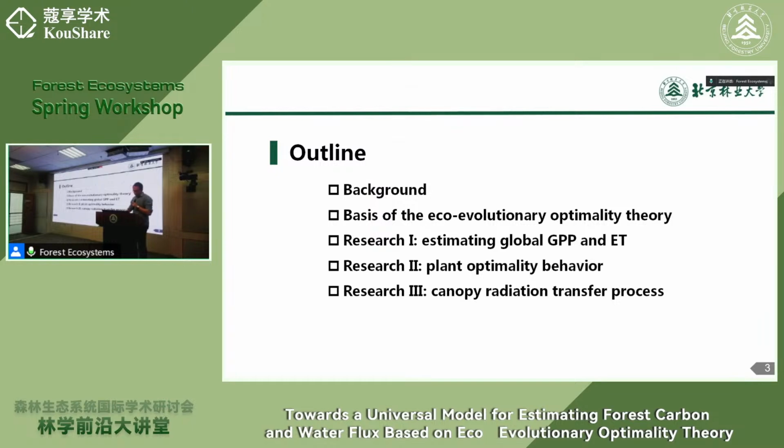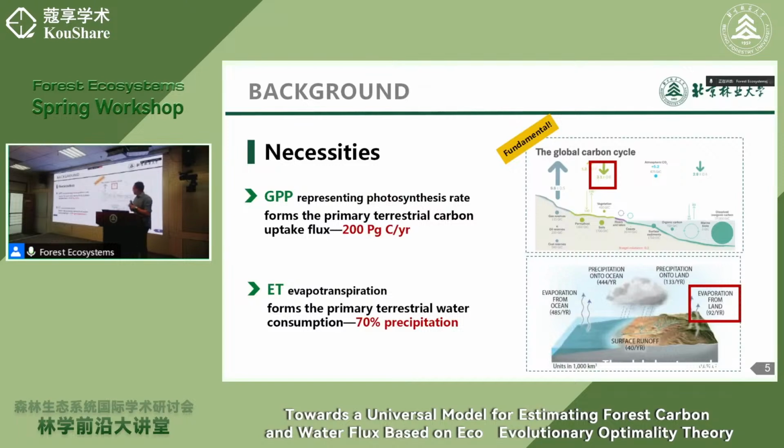So first of the presentation is the background. As we know, we always use gross primary productivity to represent the ecosystem photosynthesis rate. And because all plants and all ecosystems are alive because of the photosynthesis process, we usually think that GPP forms the primary terrestrial carbon uptake flux.